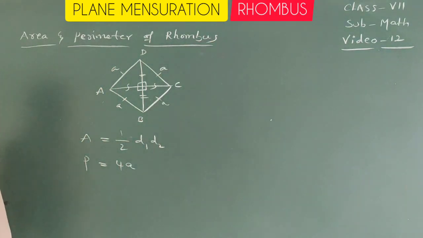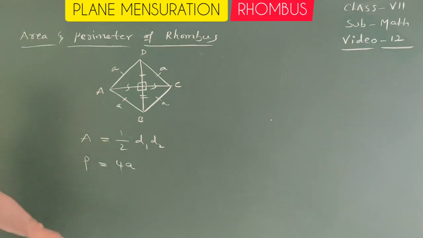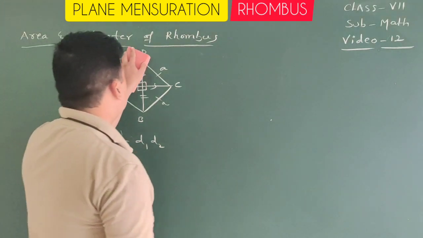Sometimes they give the perimeter and we need to find the area, and sometimes they give the area and we need to find the perimeter. Then what is the relation between these two? You have to learn according to the particulars. Here is the first problem.